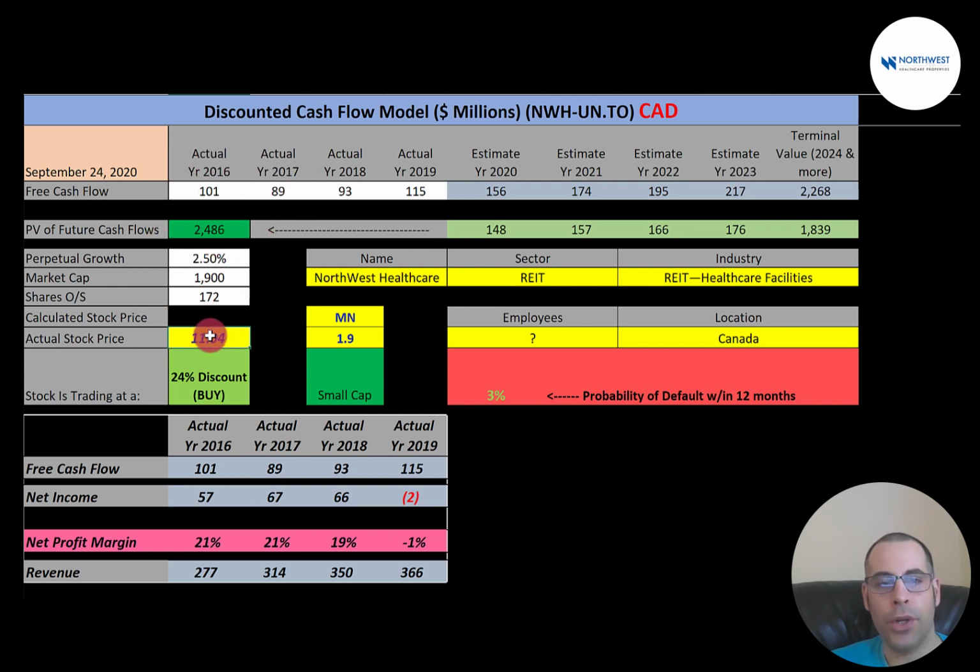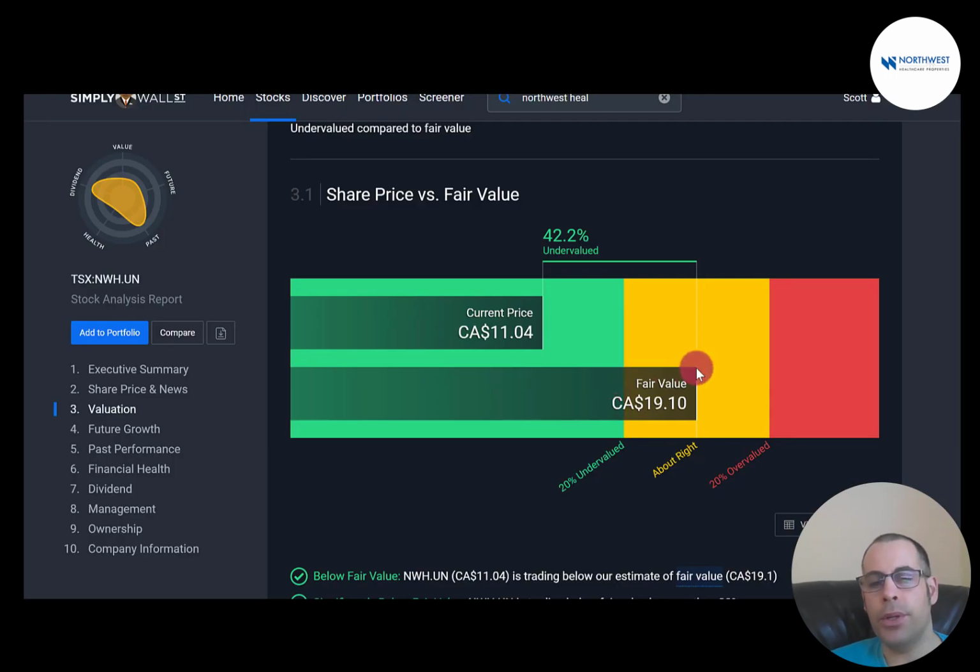We divide that by 172 million shares. We get a calculated stock price of $14.45. They're trading at $11, so they're trading at a 24% discount. It's a buy according to the model. Simply Wall Street has them at $19 a share, so they're saying it's even more undervalued than I am.